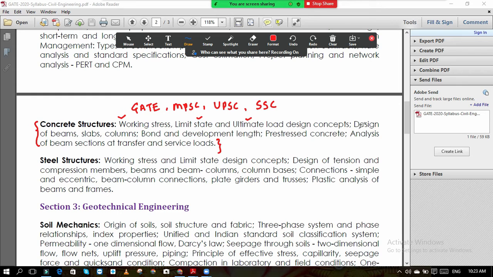Then we will move to the design of slabs. Today we will see the design of slabs. As you already know how to design slabs, still we will go through PPTs, the procedure while designing the slab, so that it will recall it for you.